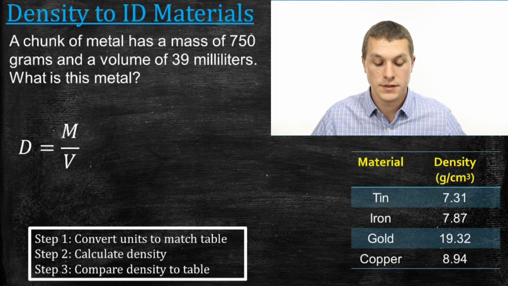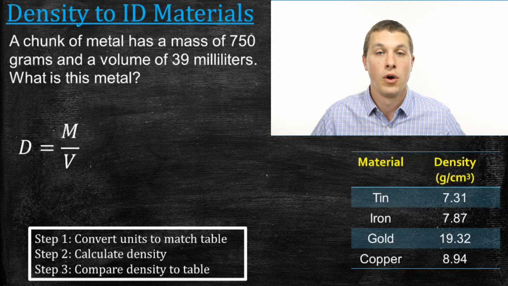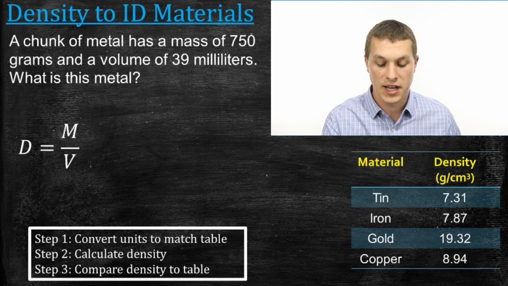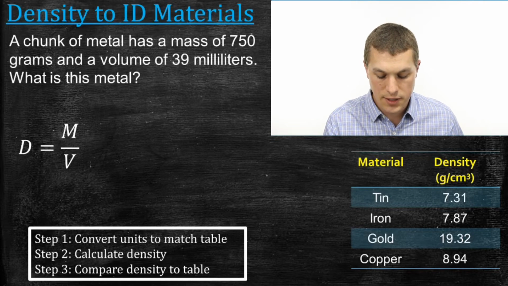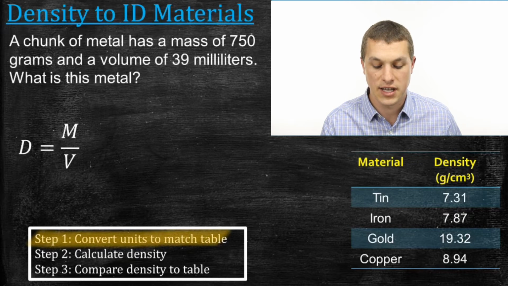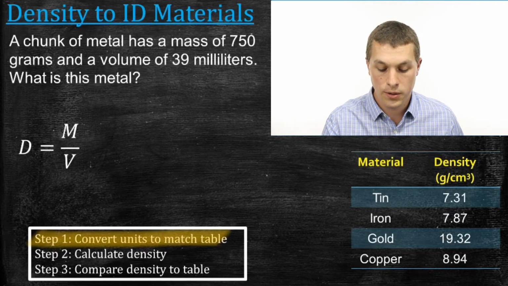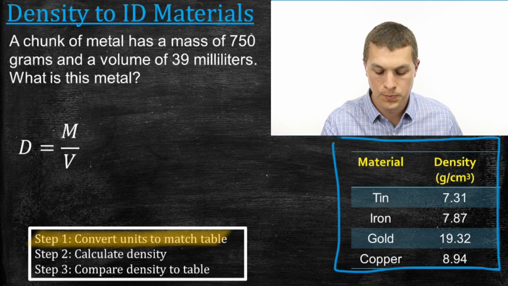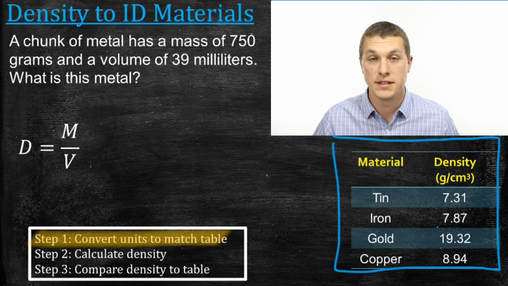So this problem reads, a chunk of metal has a mass of 750 grams and a volume of 39 milliliters. And it asks us, what is the metal? Well, I've broken down this process into 3 steps. And the very first step says, convert units to match the table. What's the table? Well, over here in the bottom left, we see a list of different materials and their densities.